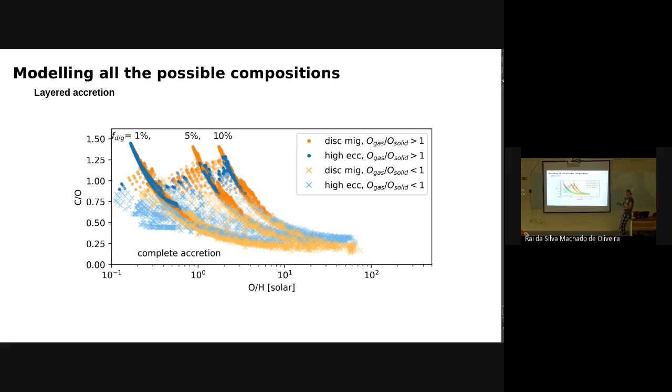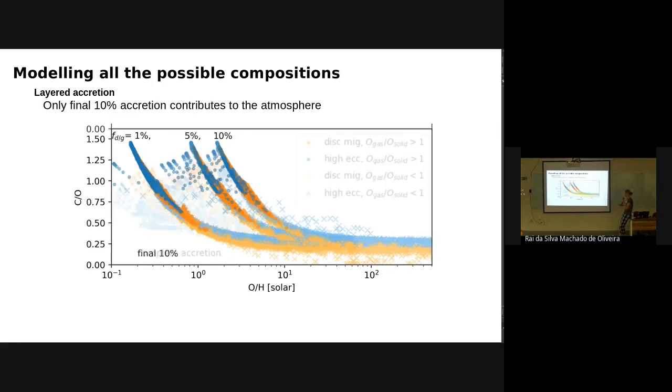So this is the same figure as before. Everything is perfectly mixed. However, we can also say if we only consider the final 10% of the whole accretion, then we have only the thin layer of the final 10% of mass coming into the planet really makes up what the atmosphere looks like. And in this case, we see again, the saturated colors are those where the gas accretion dominates, and the pale colors are those where dust accretion dominates in the total contribution to the molecular abundances.